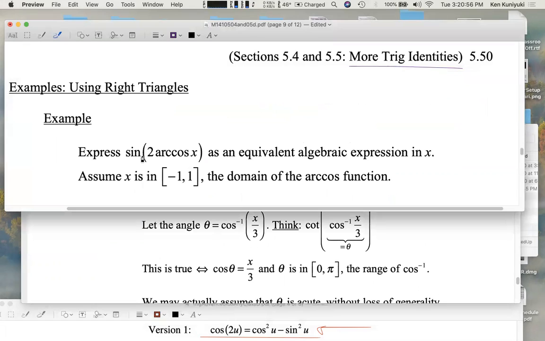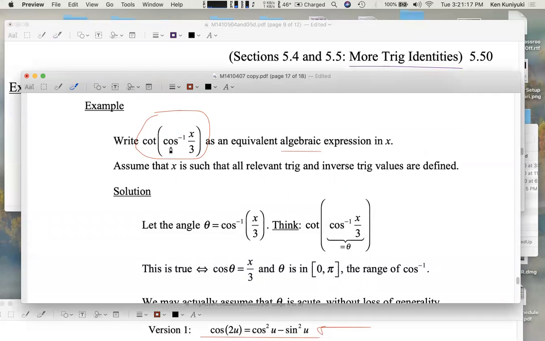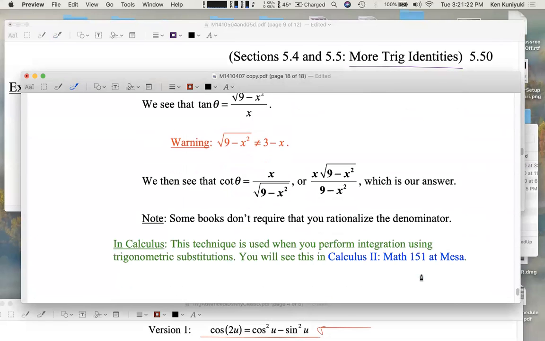Now, we're going to consider an expression like this. We're going to write sine of 2 arc cosine of x. The 2 here is the irritant. We're going to write this as an equivalent algebraic expression in x. Again, that's an expression we might have seen back in chapters 0, 1, or 2. In section 4.7, for example, it turned out that this expression was equivalent to this algebraic expression, x over root 9 minus x squared. That's algebraic. Think of the quadratic formula and its structure.